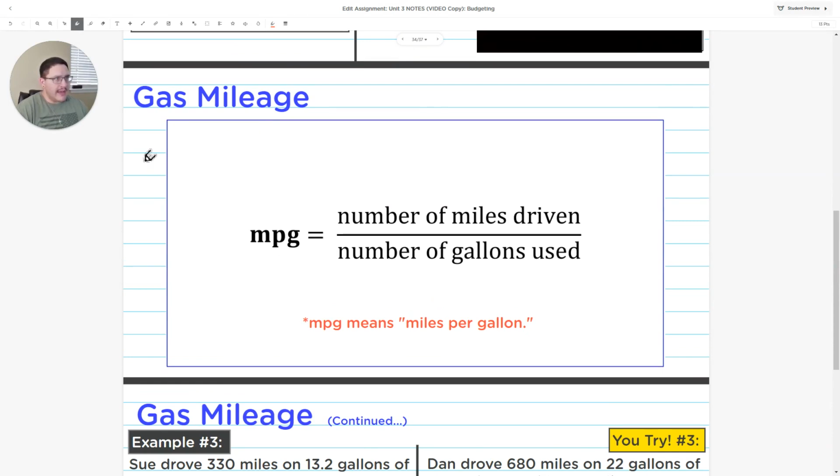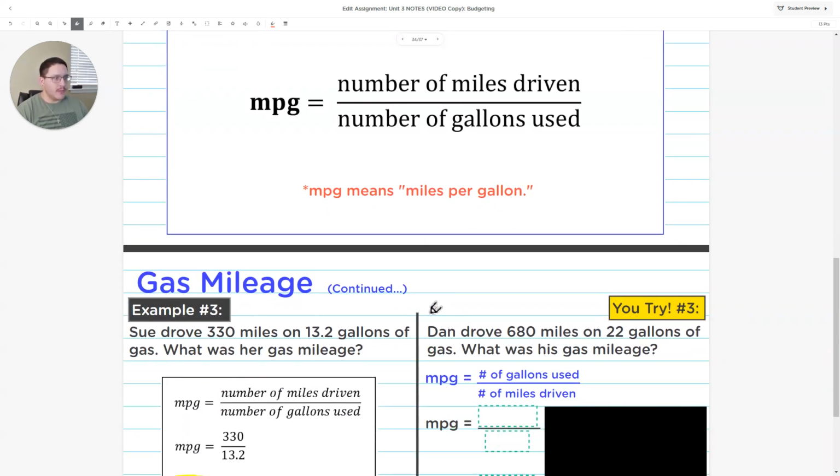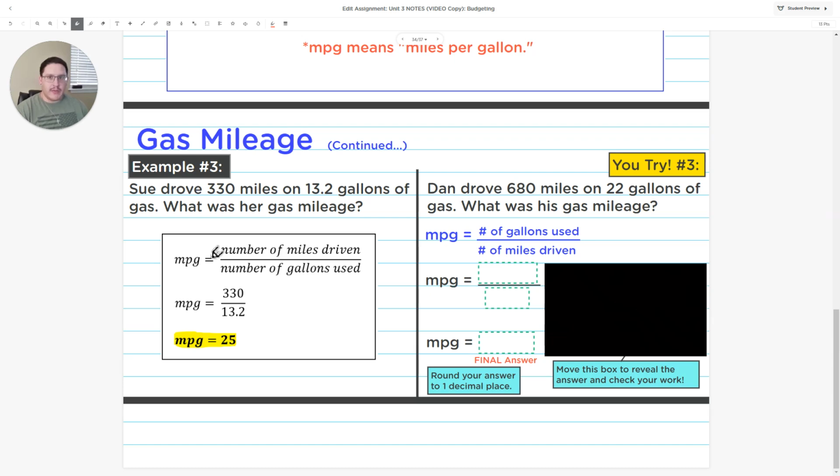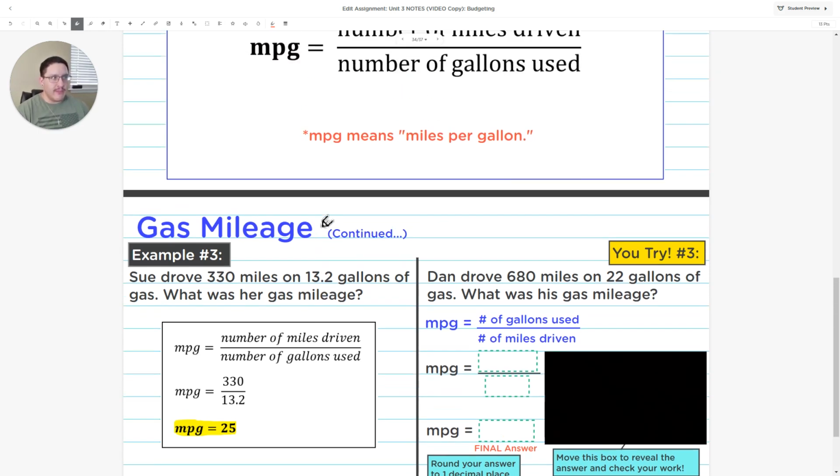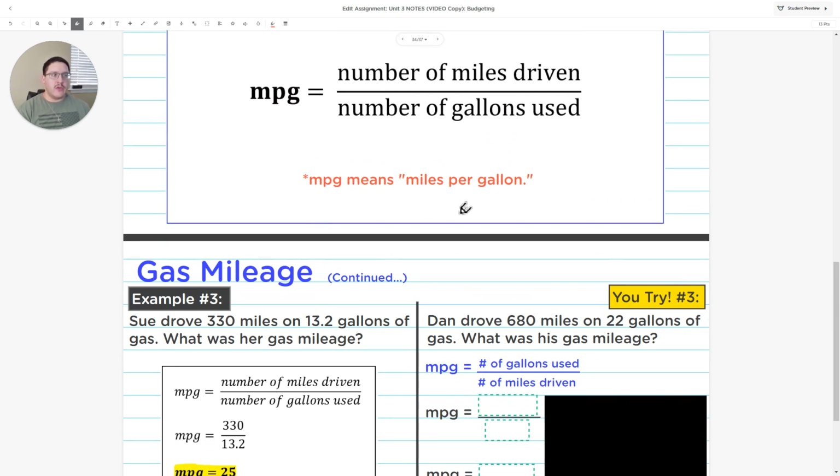Let's look at a couple gas mileage problems. So gas mileage is measured in miles per gallon, which is the number of miles driven divided by the number of gallons used. Again, MPG means miles per gallon. So to calculate the amount of miles per gallon, here's an example. Sue drove 330 miles on 13.2 gallons of gas. What is her gas mileage? Whenever you ask for gas mileage or MPG, that's usually an average of the amount of miles driven per gallon of gas used.